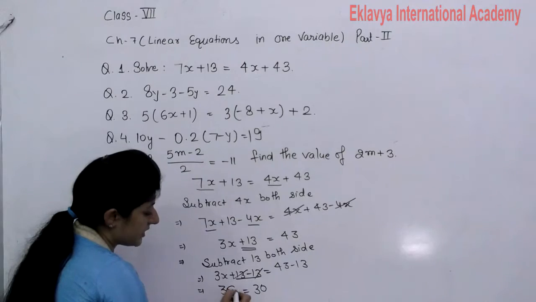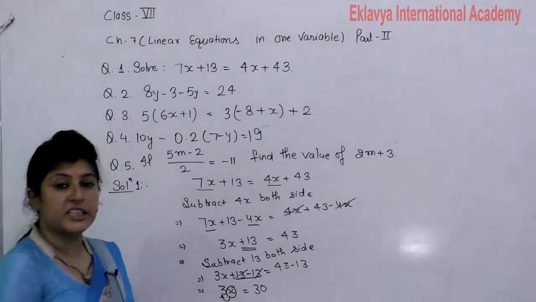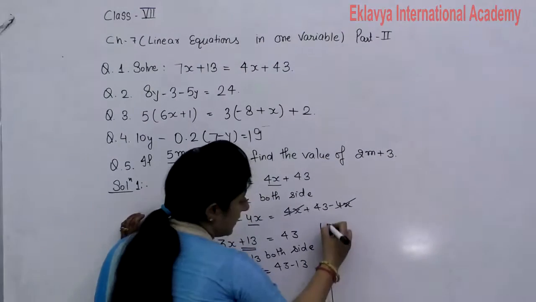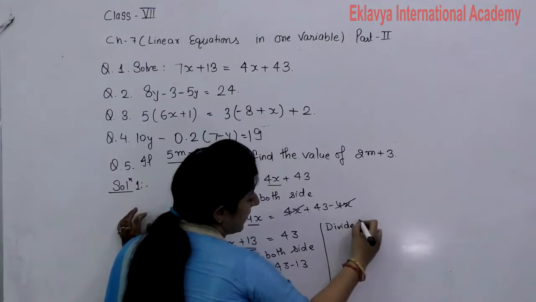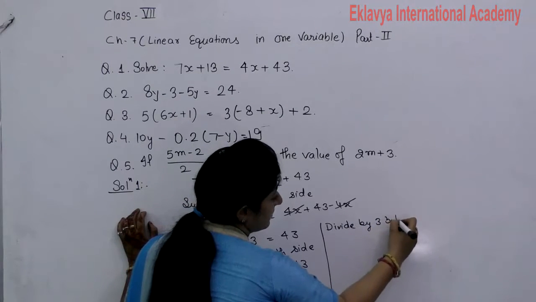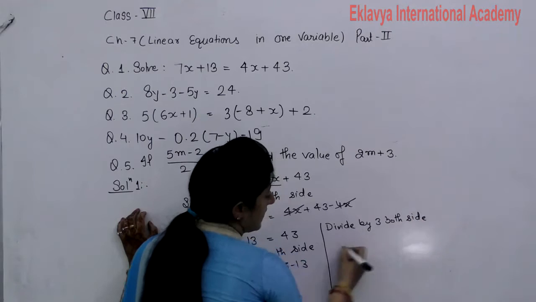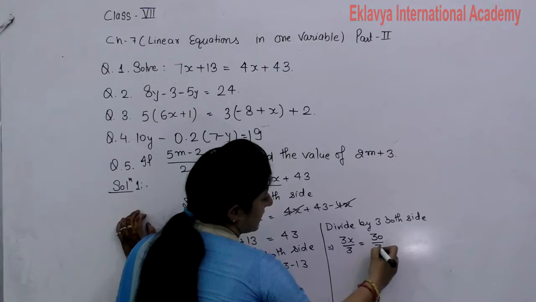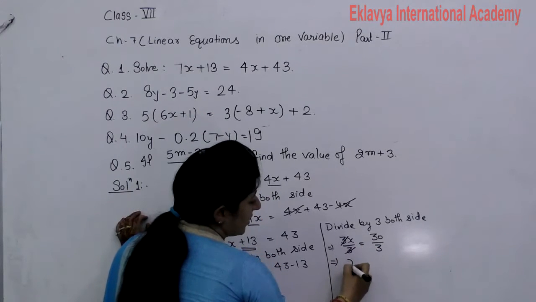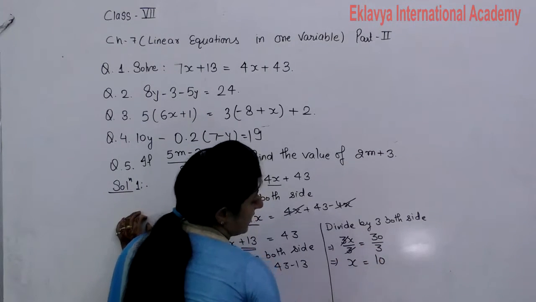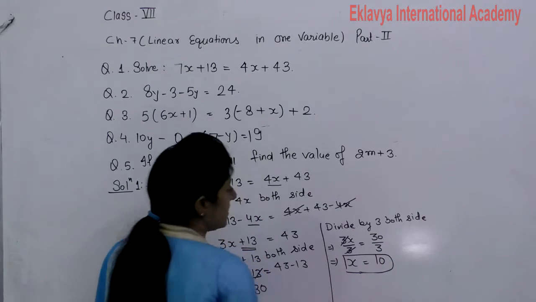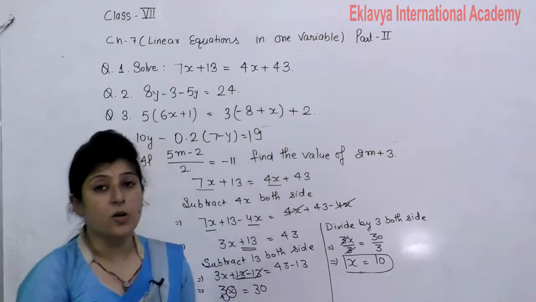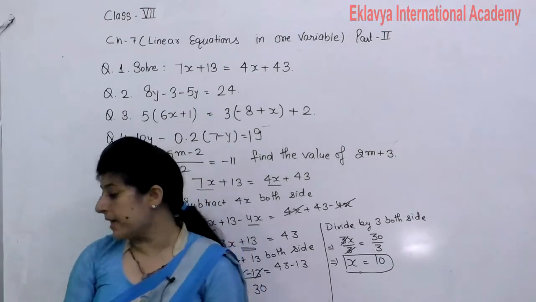Now this x, 3 is in multiplication with it, it means we will do division. So divide by 3 both sides, then it becomes 3x by 3 is equal to 30 by 3. Then cancel out, it becomes x, this is 10. Then our answer is x is equal to 10. This is a simple procedure. Now how to solve by the transposing method?